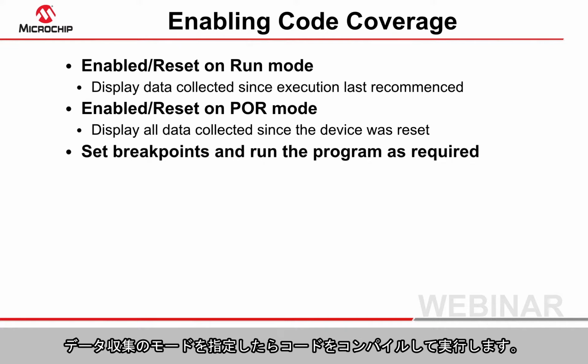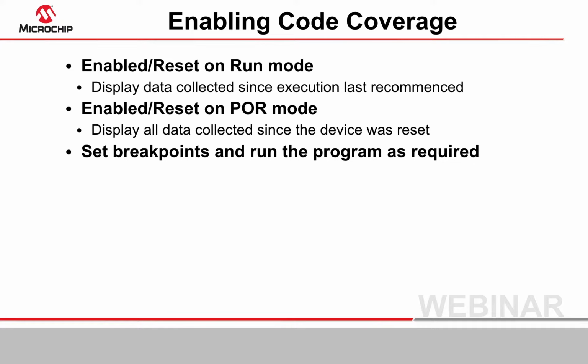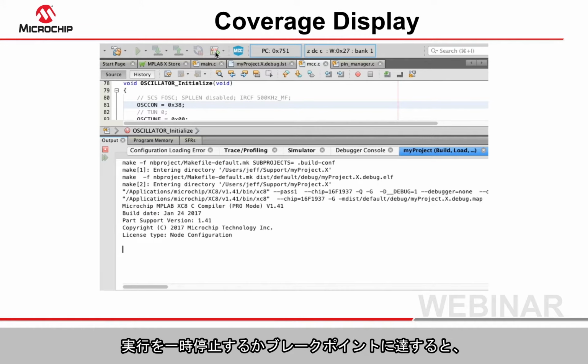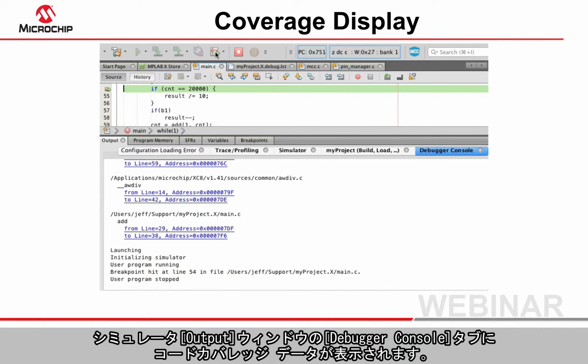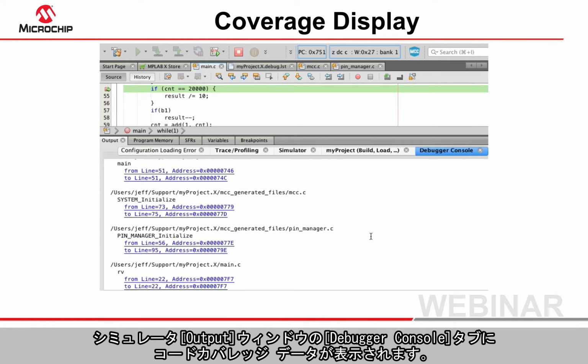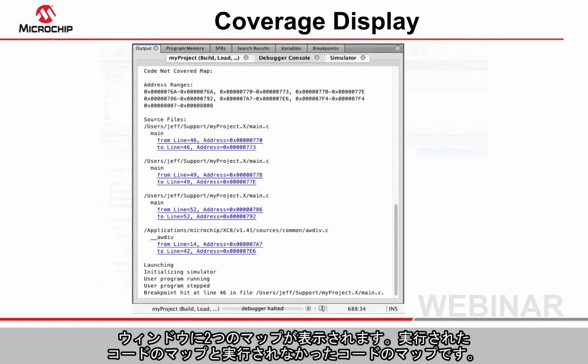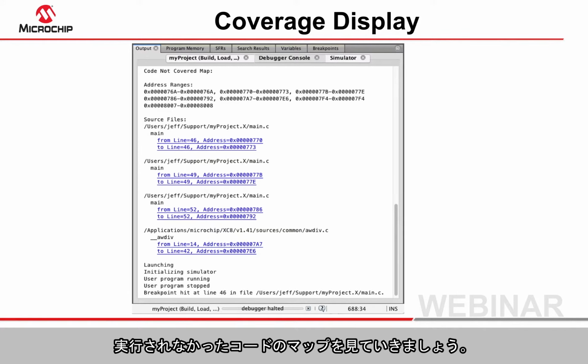Once you have indicated the capture mode, compile and run your code as required. After execution has been paused or reached a breakpoint, the code coverage data is shown in the Output window under the simulator's Debugger Console tab. Two maps are shown in the window, one for the code that has been executed, the other for code that has not. Let's focus on the map for the code not covered.